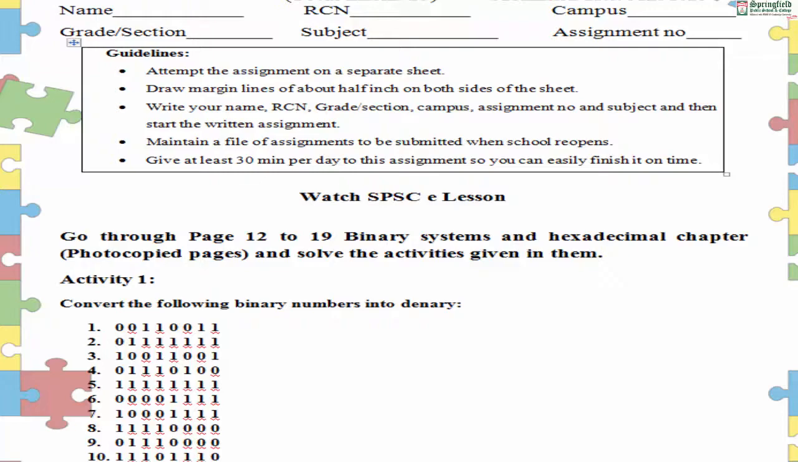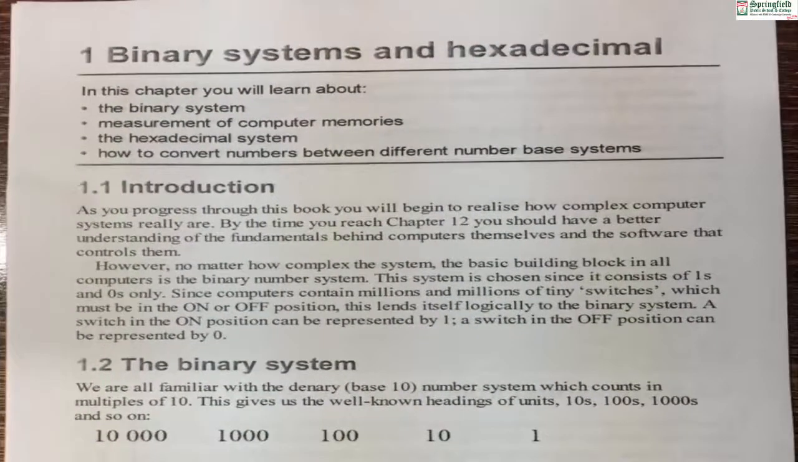So today we are starting the chapter Binary Systems and Hexadecimal, which is present on page number 12 of your photocopied notes. So we will go through from page 12 to 19 binary system and hexadecimal chapter and solve the activities. Okay, so first of all, the introduction.